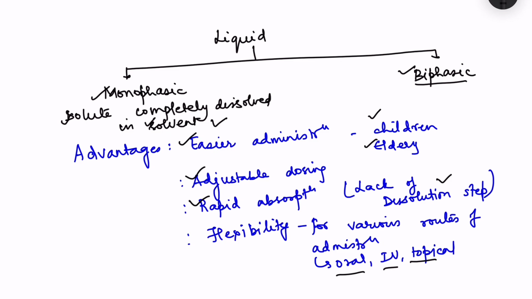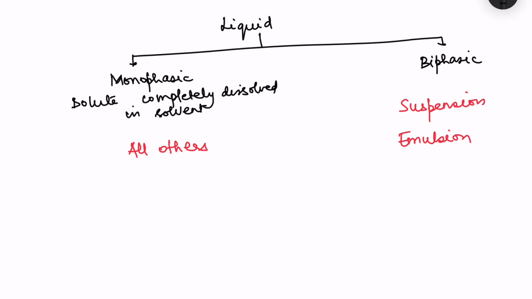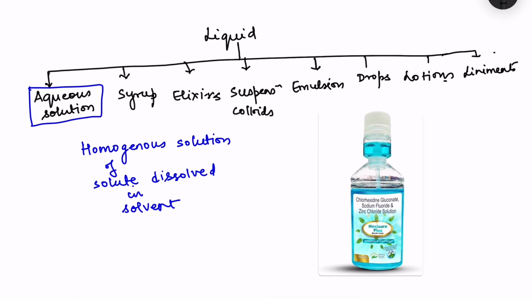We are not going to discuss the different routes of administration. However, we will discuss the various liquid forms. So I told you that we have monophasic and biphasic, broadly two types of liquid dosage forms. Biphasic is mainly suspension and emulsion, while all others are monophasic liquid dosage forms. So what are these different forms? One is aqueous solution, where a watery drug is dissolved in water. Then we have syrup, elixirs, suspension and colloids, then emulsion, drops, lotions and liniments. Let us see each of them one by one.